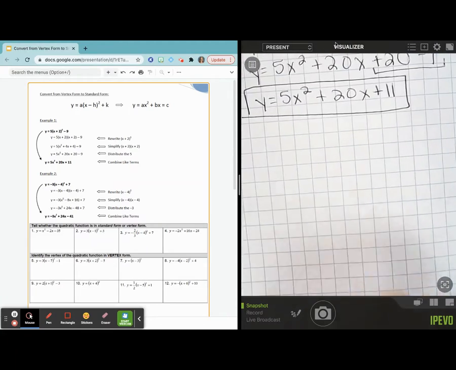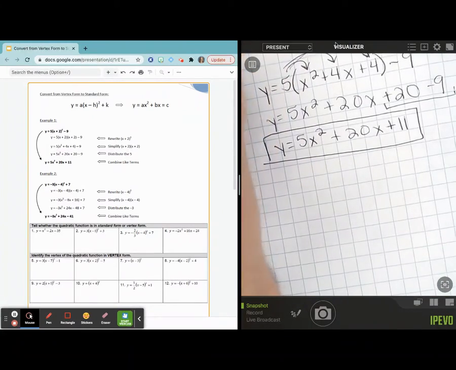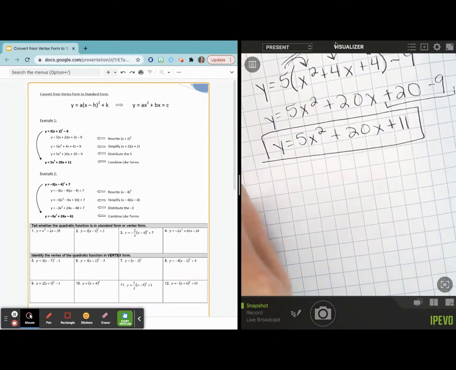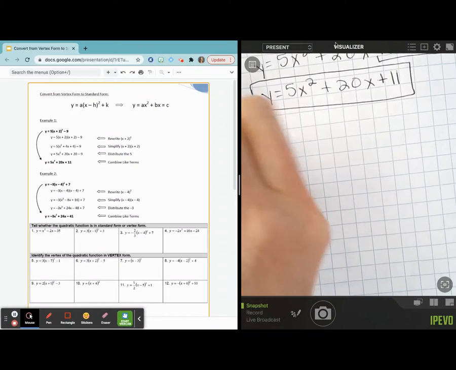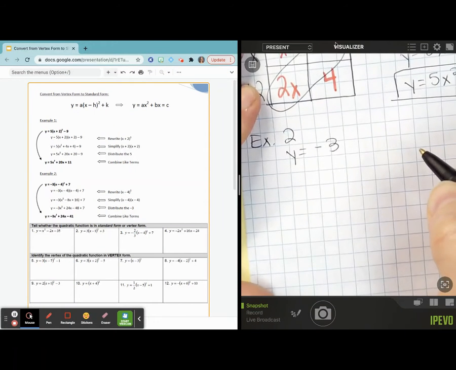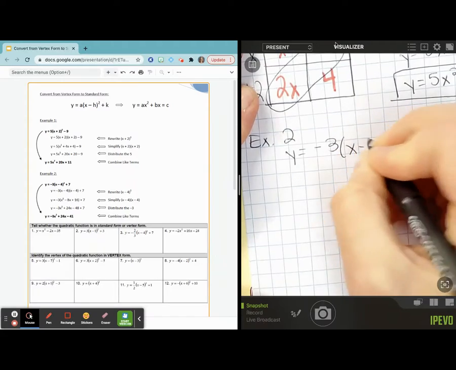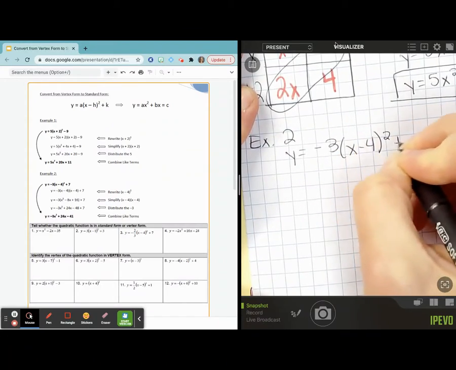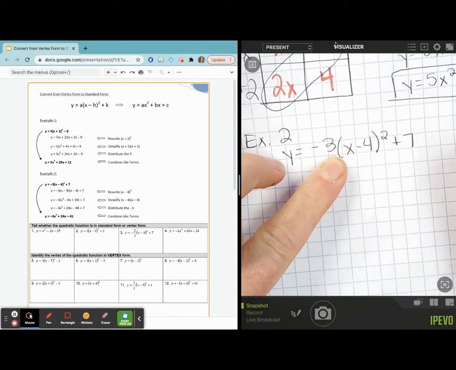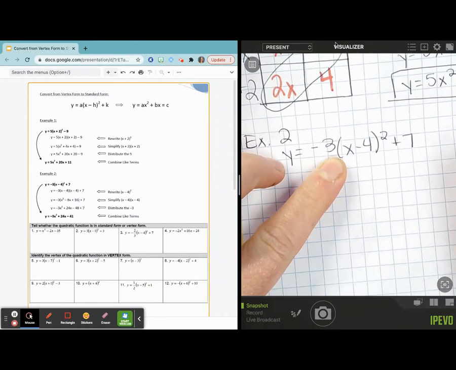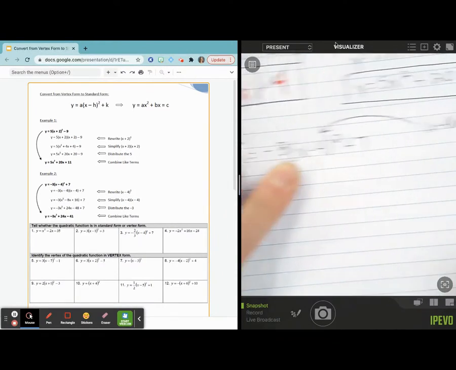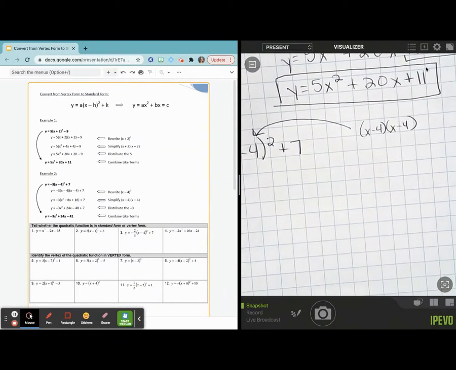So let's go to the next example. So this was example 1. So example 2 is y equals -3 parentheses x minus 4 squared plus 7. So this x minus 4 squared means x minus 4 times x minus 4. So that's what we are going to do first.